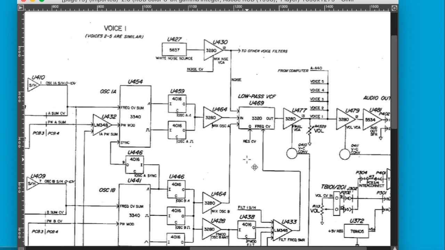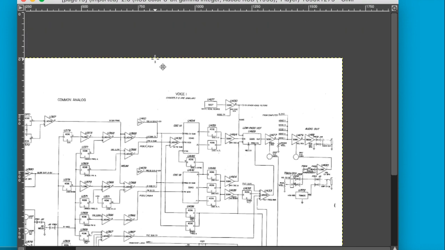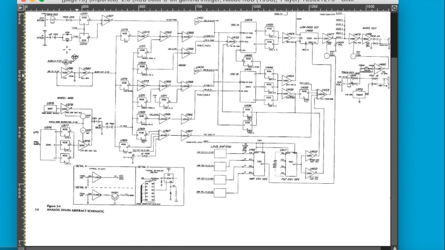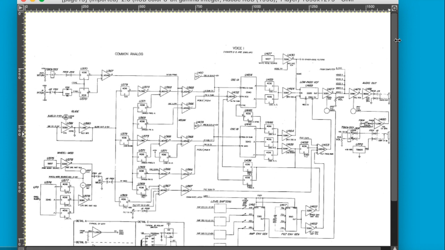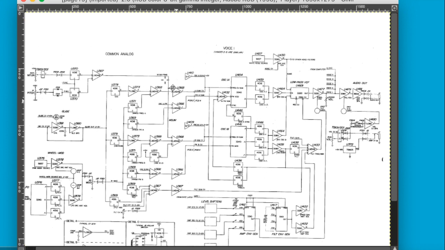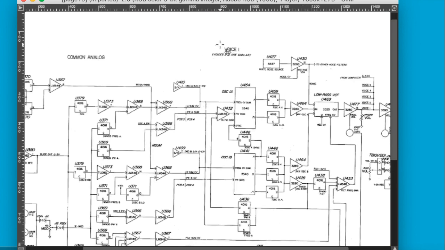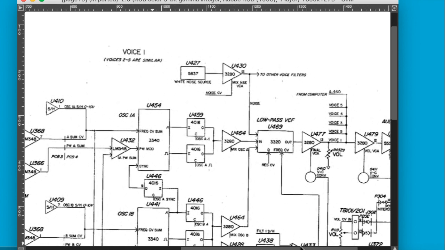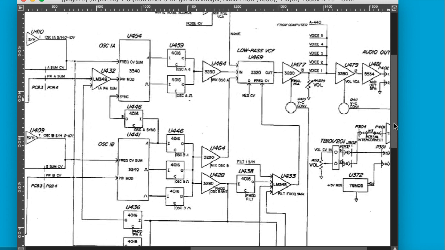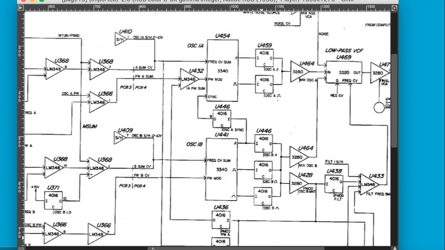The block diagram here on page 19 of the schematic covers pretty much everything over here, the microprocessor part that's driving it, but most of the actual core analog voice architecture you'll see up here in the upper right corner of this page. So we've got our two oscillators. These are CEM3340 chips. I believe these have been reissued by the original CEM.